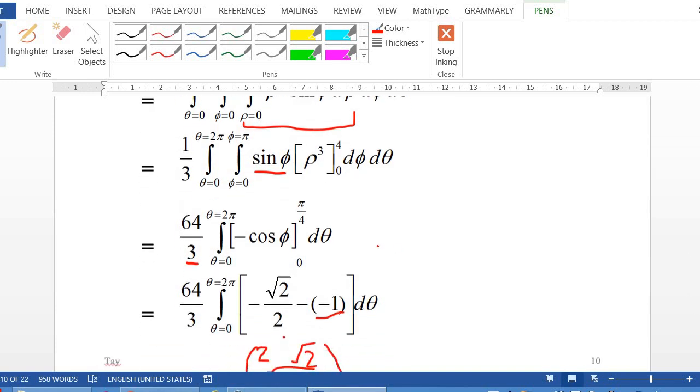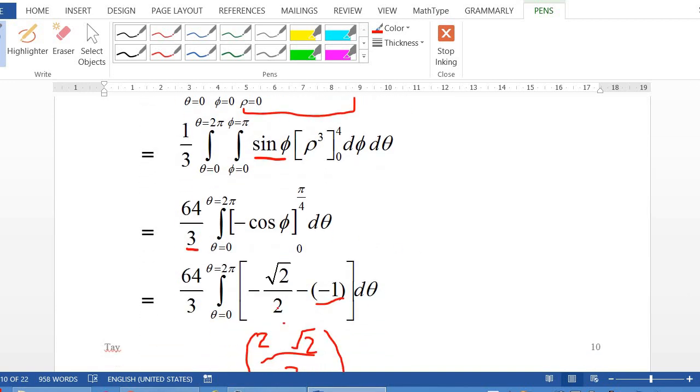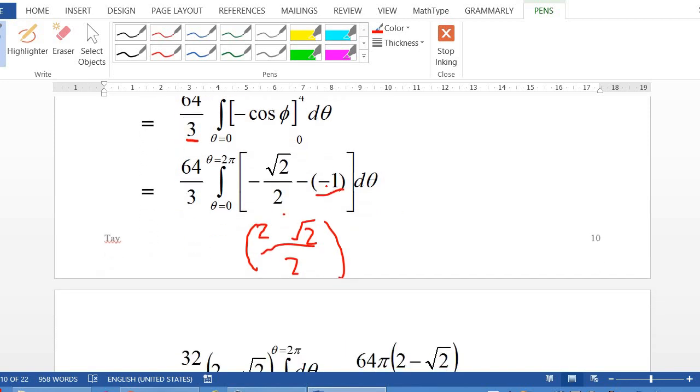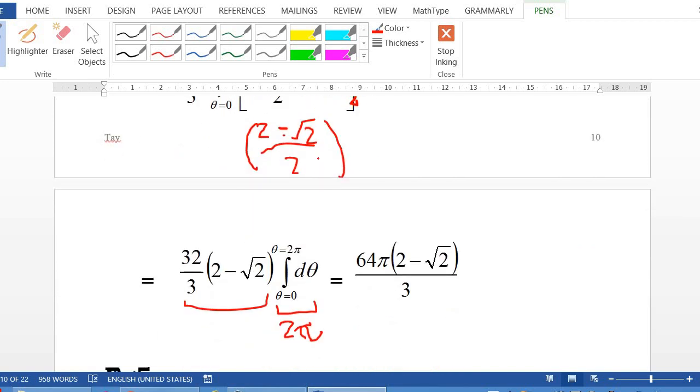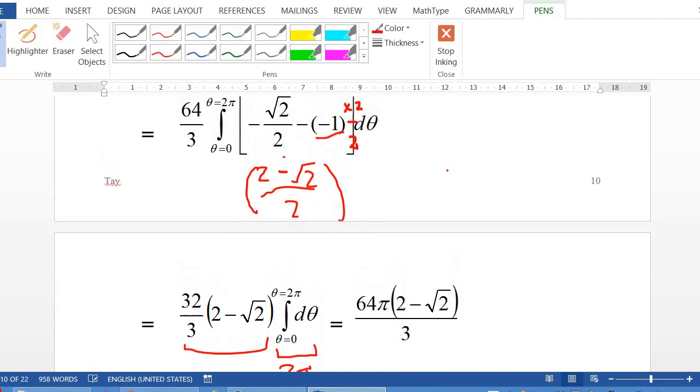Then plug in cos pi over 4, which is square root of 2 over 2. Minus cos 0, which is 1, so minus negative 1, which is positive 1. Multiply by 2 and divide by 2, and you have 2 minus square root of 2 over 2. This is a constant. Then the 2 cancels with 64, and you get 32 over 3 times 2 minus square root of 2.